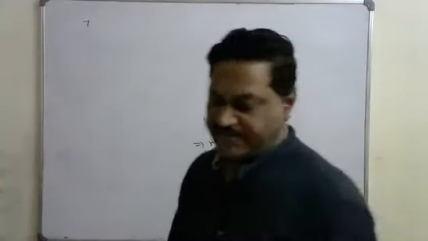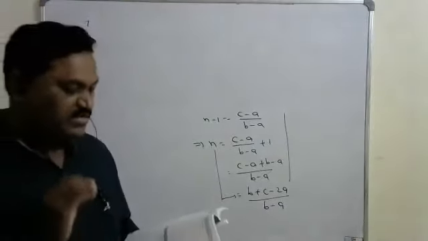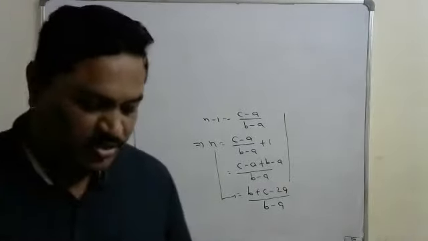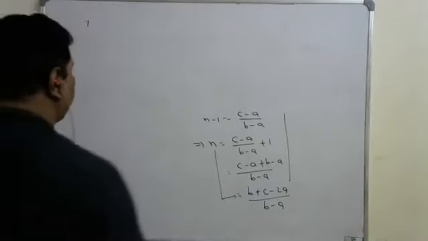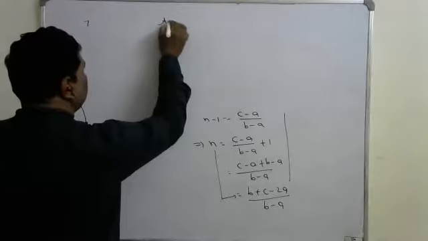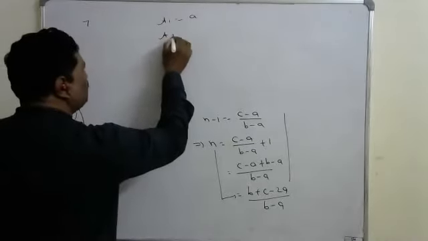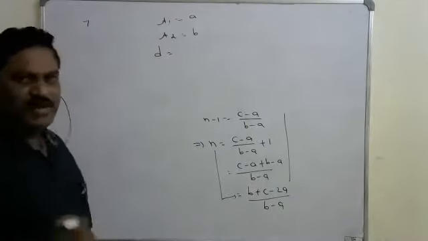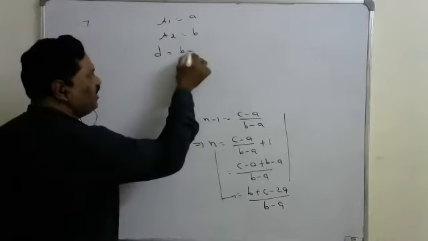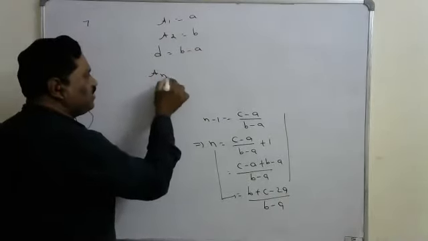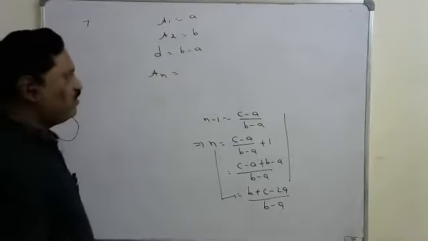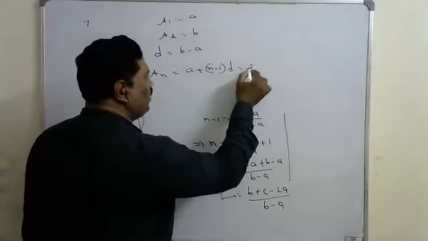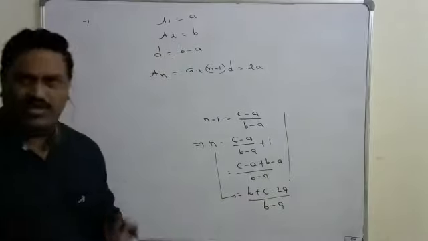Just observe the seventh problem. The first term is given as A, the second term is given as B, and the last term is given as 2A. So how many terms are there? The first term T1 is A, and the second term is B. Therefore the common difference is second term minus first term, which is B minus A. The last term is the nth term, and the formula for the nth term is A plus n minus 1 into D, which was given as 2A.